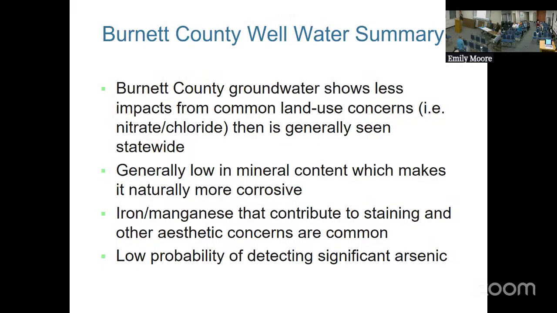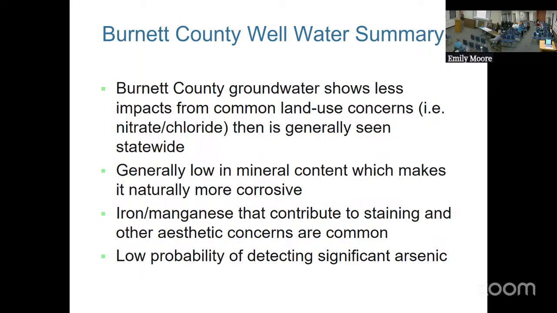So in summary, when we look at what we've learned from testing of these wells, Burnett County groundwater shows less impacts from common land use concerns, i.e. nitrate and chloride, than we generally see statewide. I think a lot of it has to do with the land use that we find here, combined with some of the soils or the geology information that we're learning from the study. There's generally low mineral content, which is going to make water naturally more corrosive or aggressive. The iron and manganese that contribute to staining and other aesthetic concerns are probably the most common problem or complaint that we would expect to find from well owners in Burnett County.